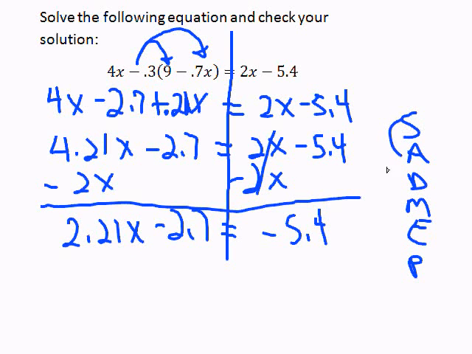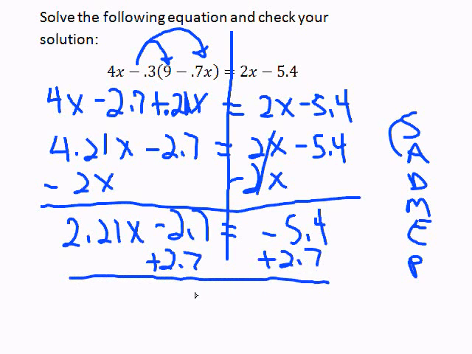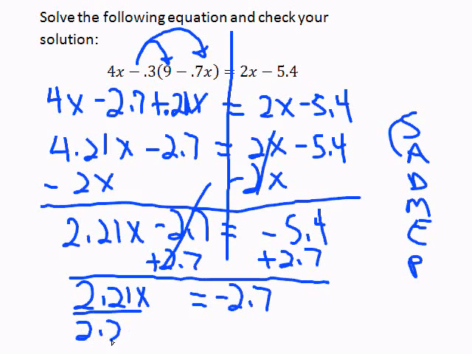So I'm going to undo subtraction, addition first. Now I cannot subtract 2.21 because it has an x next to it. But I can get rid of the minus 2.7 by adding 2.7 to both sides. Negative 2.7, positive 2.7 cancel, leaving me with 2.21x is equal to negative 5.4 plus 2.7, which leaves me with negative 2.7. My final step is to divide both sides by 2.21.